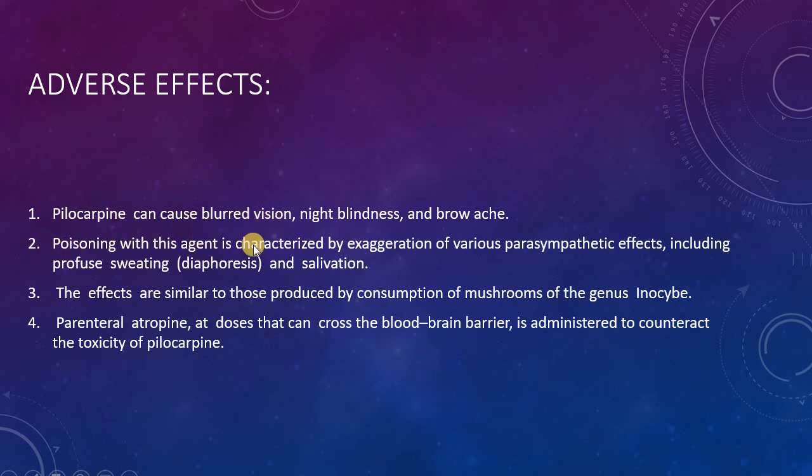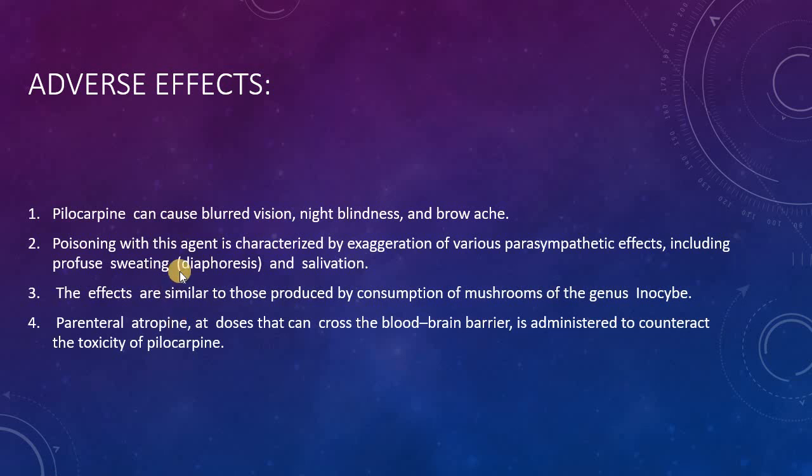Poisoning with this agent is characterized by exaggeration of various parasympathetic effects, including profuse sweating, diaphoresis, and salivation. Because we have studied its actions are salivation, tearing, lacrimation. If there is too much of these effects, that causes the poisoning. Diaphoresis is the enhanced release of sweat. So profuse sweating occurs due to pilocarpine.